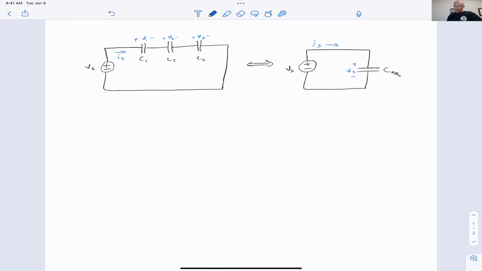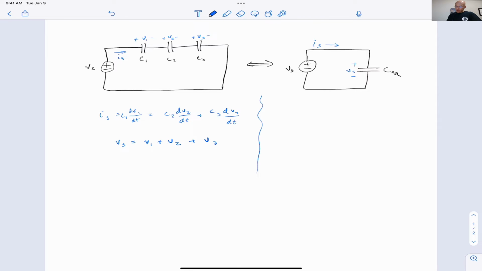So in the left circuit, we have the same current flowing through each capacitor, so we can write the following. The time derivative of the voltage across each capacitor times that capacitance is the current, and then the current is the same through each capacitor because they're connected in series. Kirchhoff's voltage law still holds, so we have this.